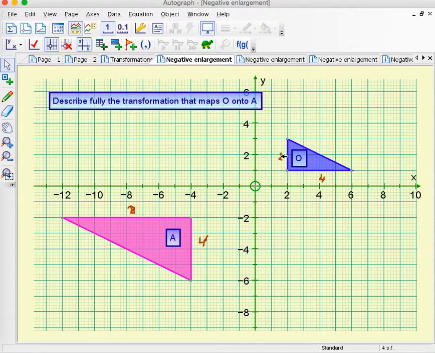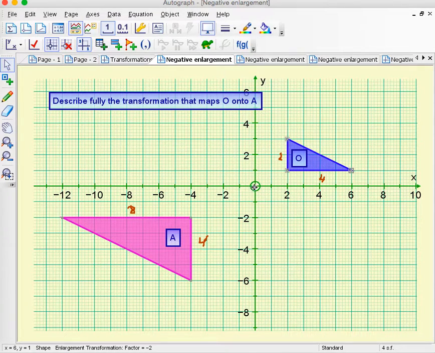The scale factor goes from 2 to 4 and from 4 to 8. So the scale factor is 2, but I'm going to put a minus in front. So when you see an enlargement with a rotation as well, it's actually got a negative enlargement.